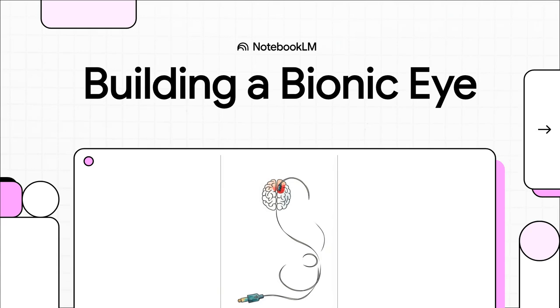All right, let's just jump right in. Imagine being able to restore someone's sight, but here's the twist. Instead of trying to fix their eyes, you go straight to the source, the brain itself. Today we're going to explore the absolutely incredible science behind building a bionic eye, not in the eye socket, but directly inside the visual cortex.